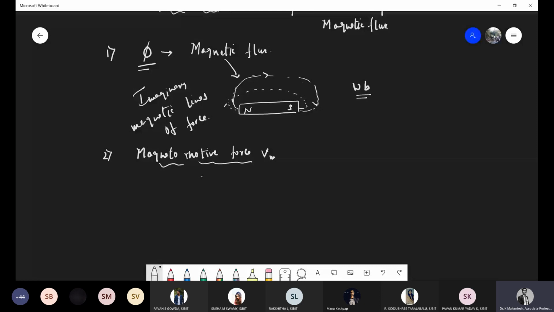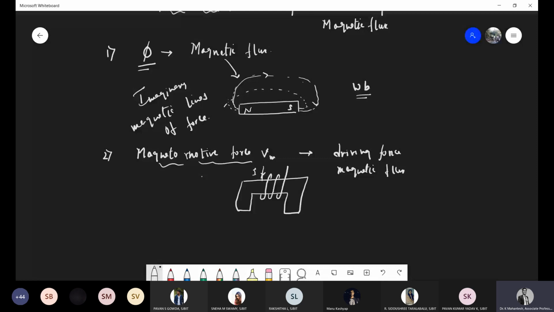So it is a driving force which produces magnetic flux. So this produces what? Magnetic flux. To explain this concept, let us just imagine a conductor of this shape, a metal conductor of this shape, and you have a current carrying conductor or a coil here. This is I.